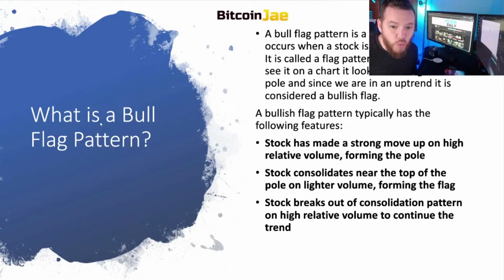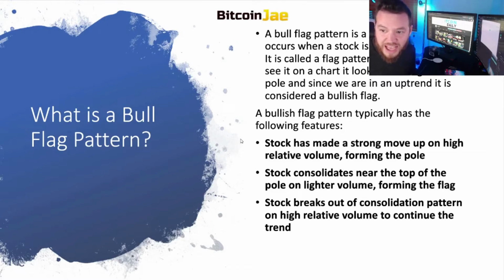So the first thing is, what is a bull flag pattern? So a bull flag pattern is a chart pattern that occurs when a stock is in a strong uptrend, right? It is called a flag pattern because when you see it on the chart, it looks like a flag on a pole, and since we're in an uptrend, it's considered a bullish flag. So obviously if it's going down and the trend is going down, then it would be a bear flag. A bullish flag pattern typically has the following features.